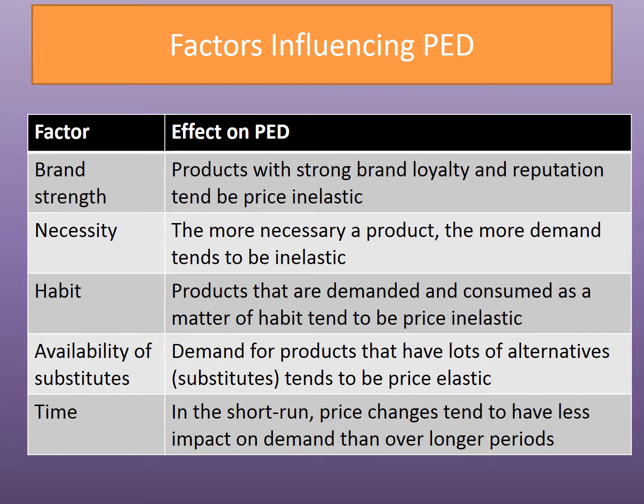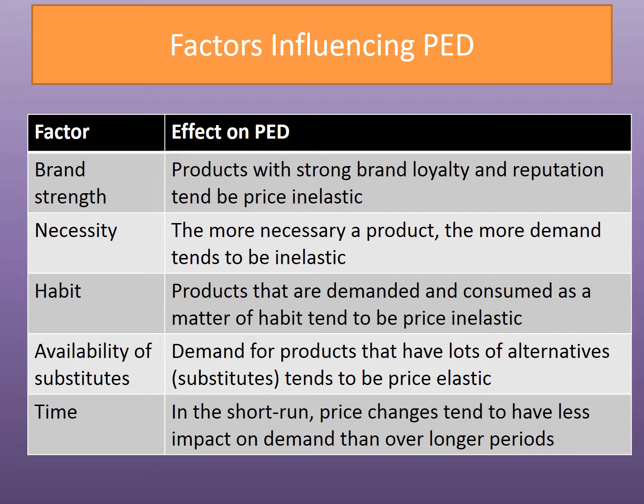So factors that influence it, things like brand strength. Like I said with Apple, products with strong brand loyalty and reputation tend to be price inelastic. People will carry on buying them. Necessity. The more necessary, or the more you imagine a product to be necessary, the more the demand tends to be inelastic. So think milk, think postage stamps. Yeah, you can send parcels and everything, but you still need to get those stamps for it. Habit. So products that are demanded and consumed as a matter of habit. So think cigarettes, think tobacco, think some forms of alcohol.